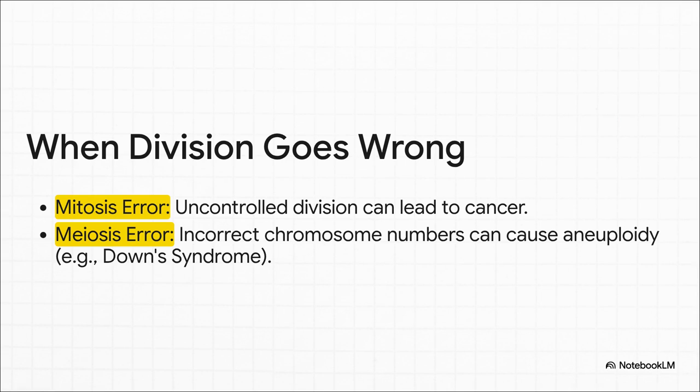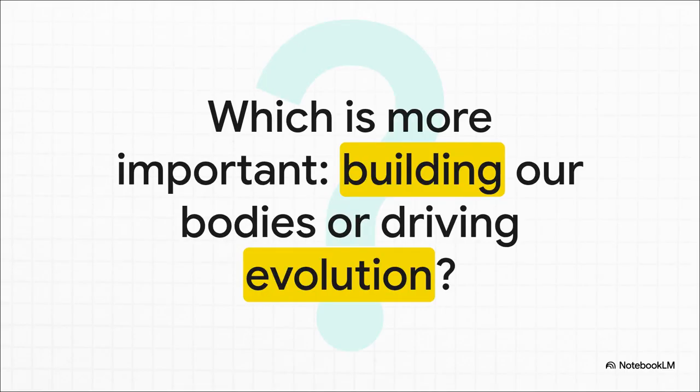A slip-up in mitosis can be linked to cancer. An error in meiosis can result in genetic disorders. Which leaves us with a final thought. One process builds us, but the other ensures our species can adapt and survive.